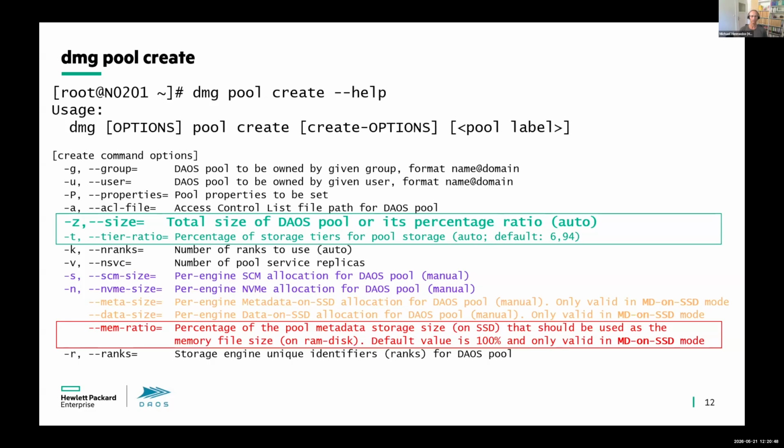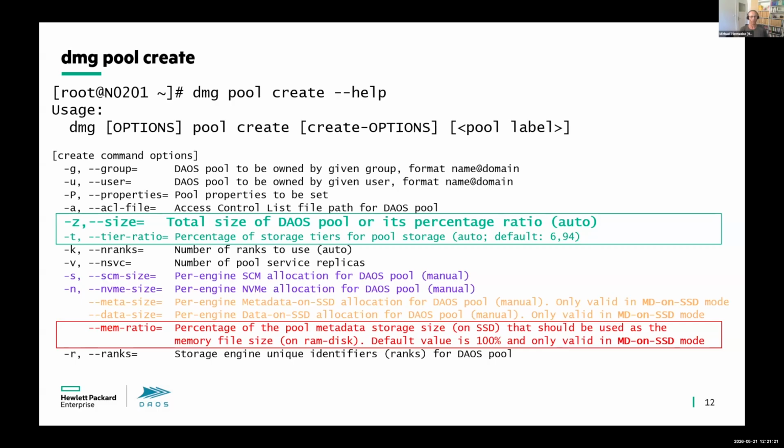There's some subtle changes depending on if it's phase 1 or phase 2. And if you want explicit control, just like the SCM size and NVMe size in magenta here, the 2 options in orange are the equivalent for MD on SSD. So you could specify the data size, which would correspond to NVMe size, and you can specify the metadata size, which in phase 1 MD on SSD is the same thing as the SCM or DRAM size. And that then changes in phase 2.